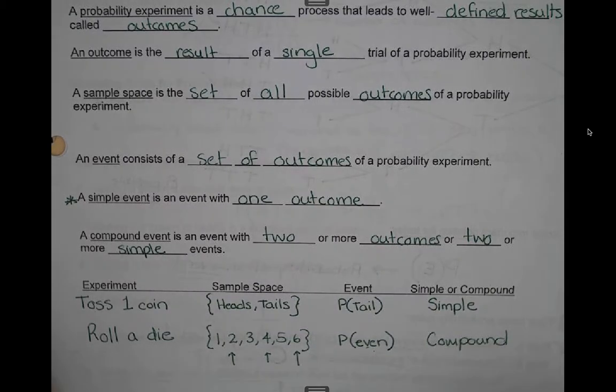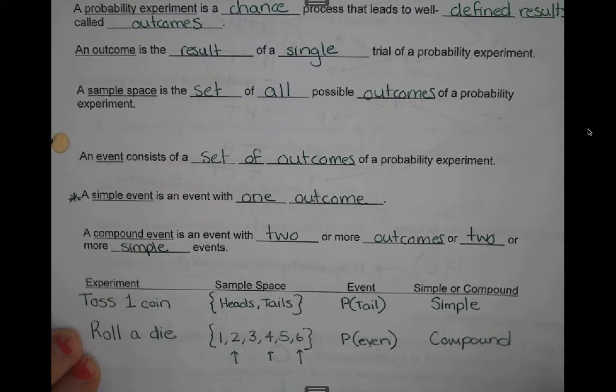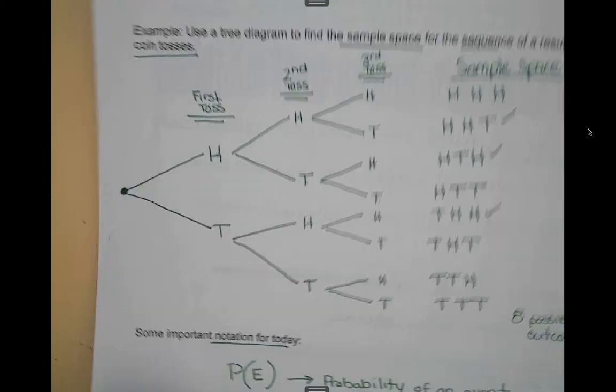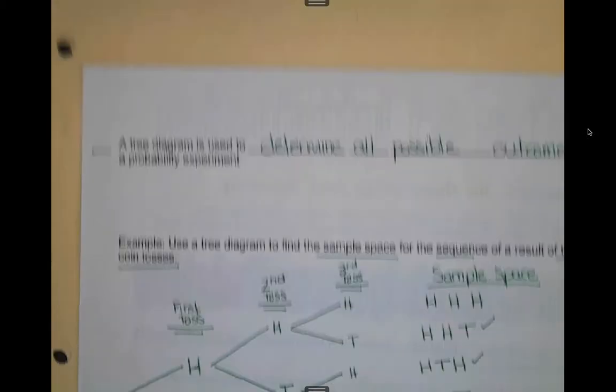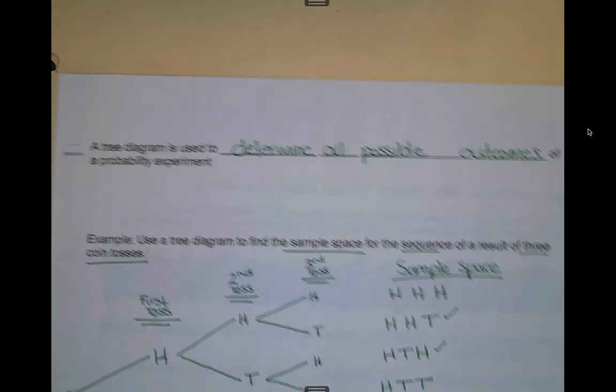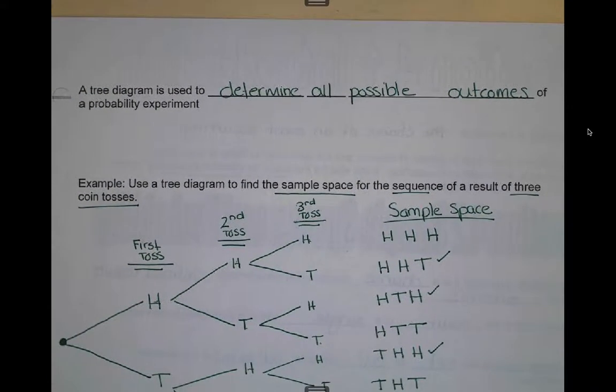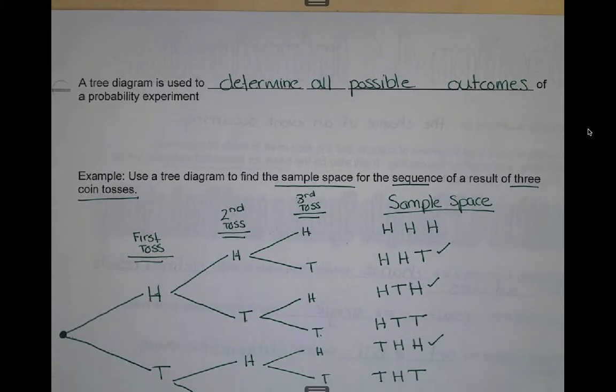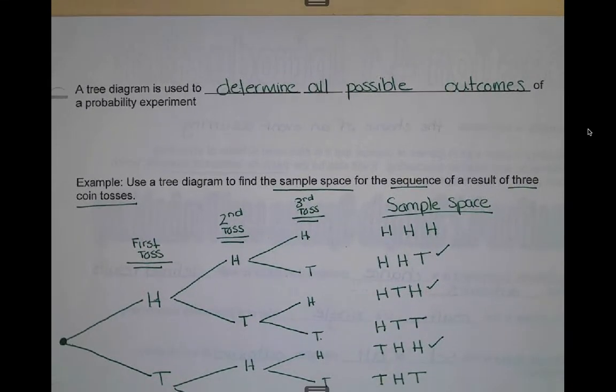All right, so the next thing, I'm also going to just turn the page, and I'm going to use an already filled in copy of the second page to talk about a tree diagram. A tree diagram is used to determine all possible outcomes of a probability experiment. It's really a way so that you could determine all the possible outcomes. Whenever it's not as clear and as easily found, a tree diagram can help you organize that.